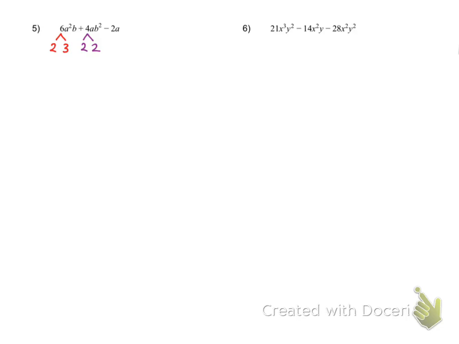expression, I'm going to have 2 times 3 times A times A times B plus I have 2 times 2 times A times B times B minus my last expression is just 2 times A. So what's in common in each of those terms? Well, we have a 2 in common in each of those terms. We have 1A in common in each of those terms, so we have 2A.